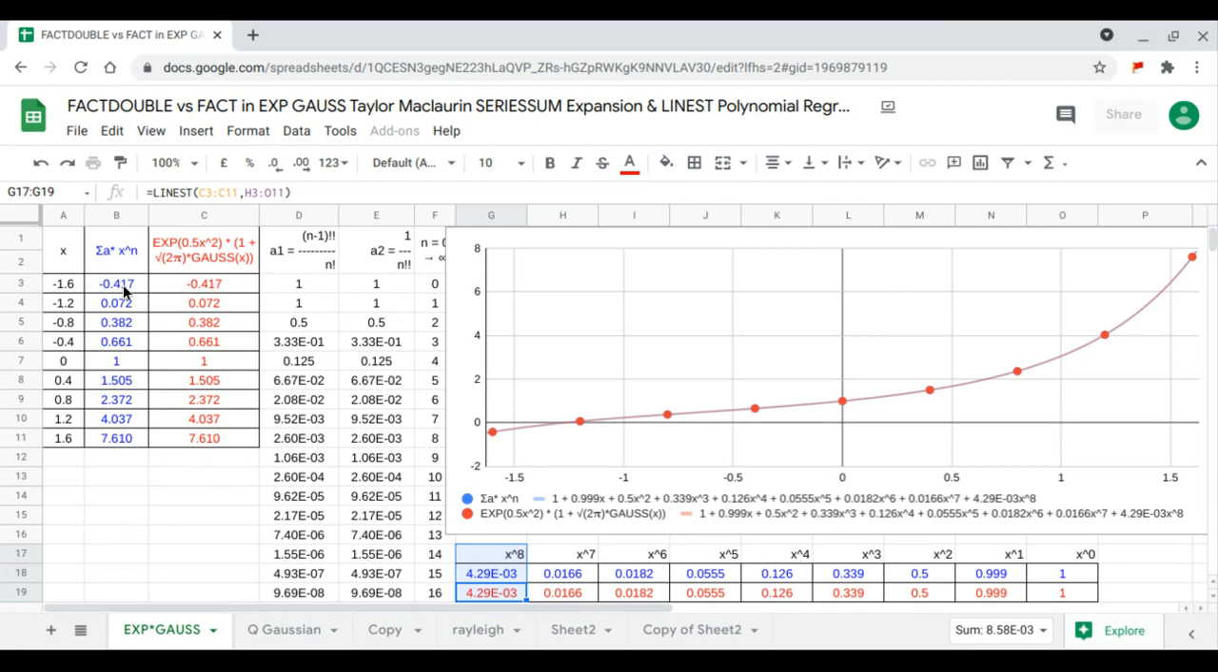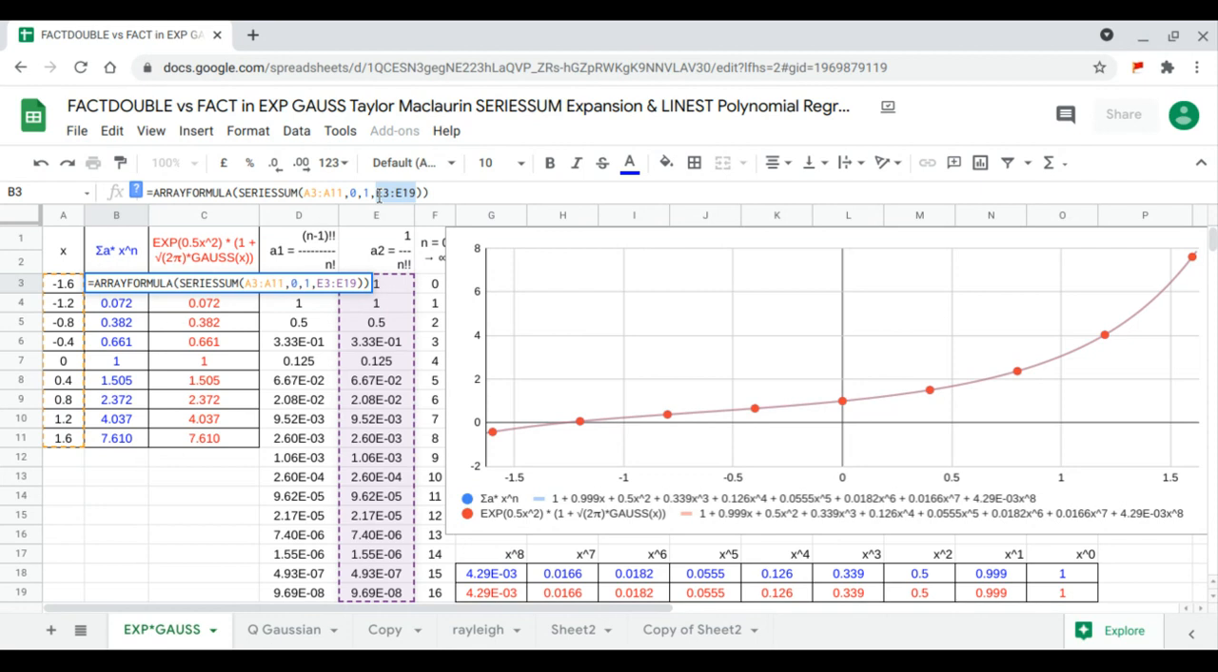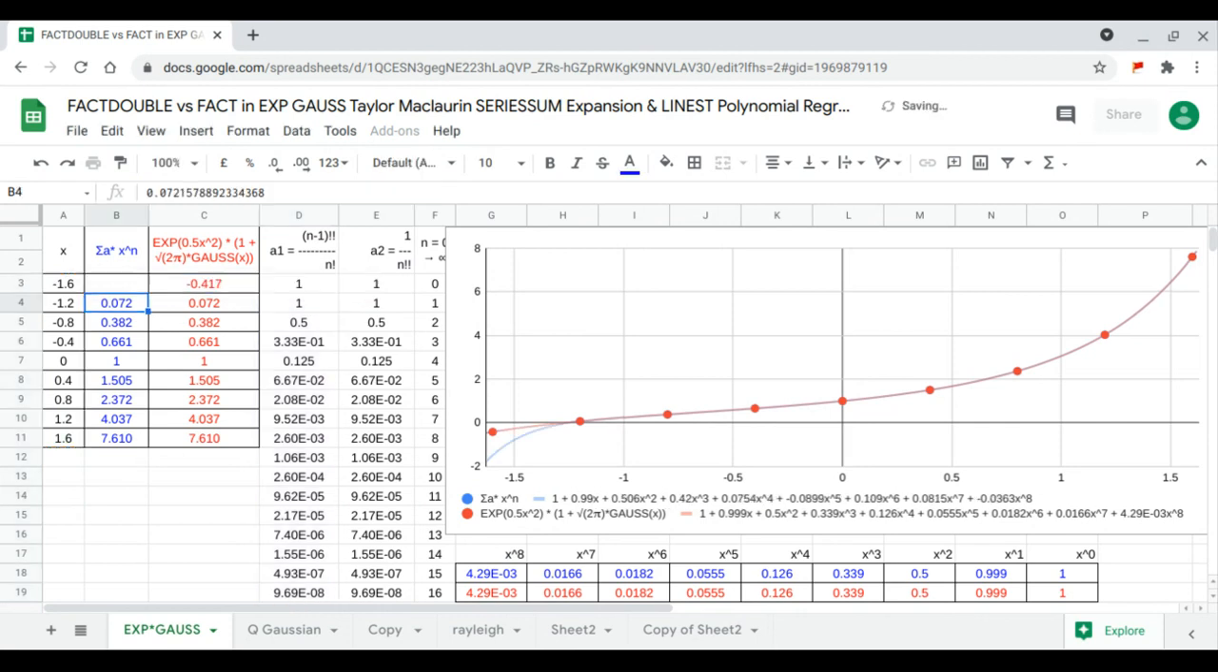Suppose we change this. Here we're using A2. Suppose I change this to A1. Delete. And now we'll use A1 as the coefficient of expansion. The values are still the same, the trend line. The polynomial is still the same. The polynomial regression coefficients are still the same.